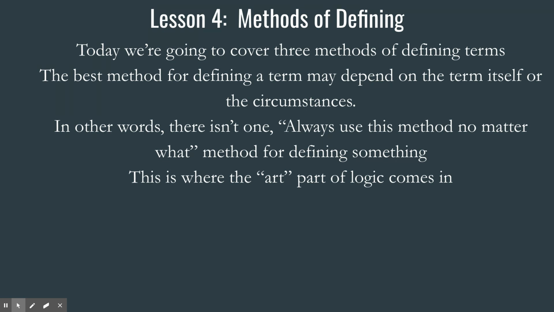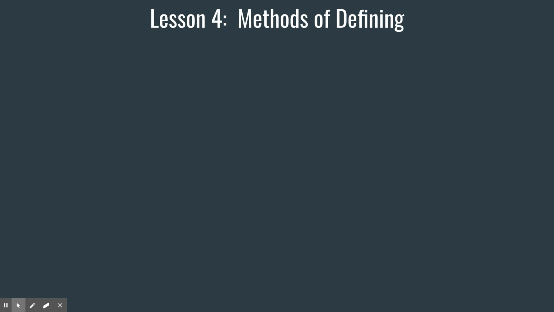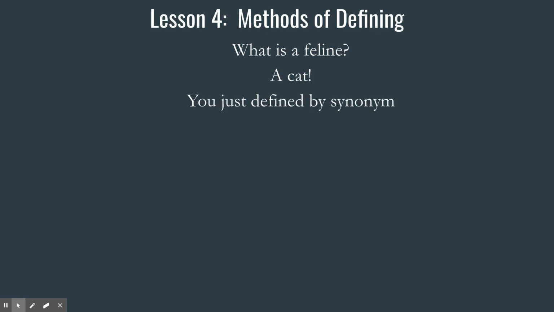And this is where the art part of logic comes in. So there is no tried and true, always right, no matter what, define this way. It's going to have to come through experience. Sometimes you should define by synonym, sometimes by example, but most often by genus and difference. So let's look first at defining by synonym. Somebody shout out, what is a feline? A cat. Congratulations, you all just defined by synonym.